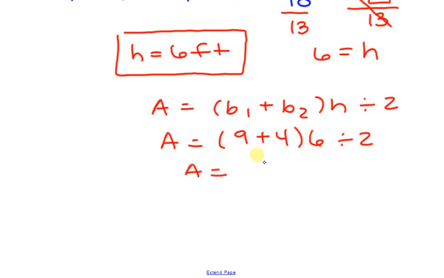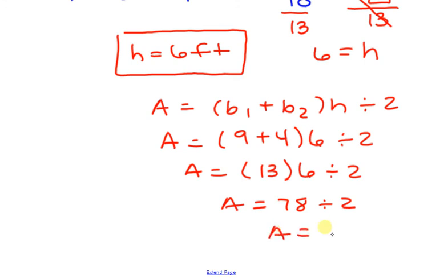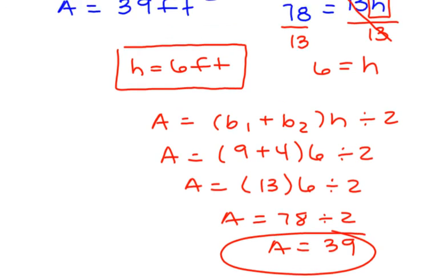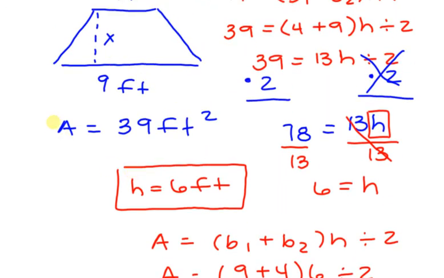Area equals 9 plus 4 is 13 times 6 divided by 2. Area equals 13 times 6 is 78 divided by 2. And 78 divided by 2 is 39. And so if you got 39, double check it with what you got up here, what you were given, area equals 39. It all works out and you are good to go.